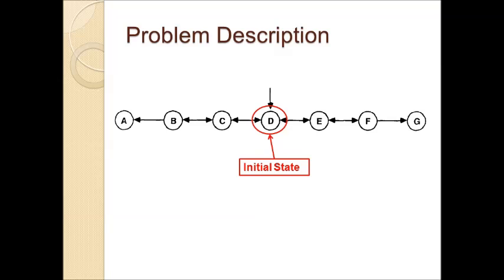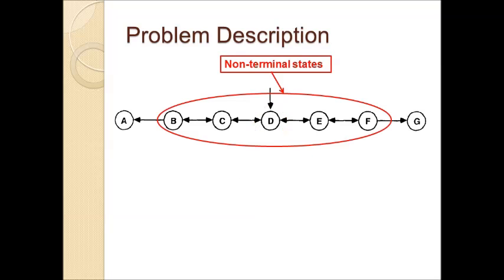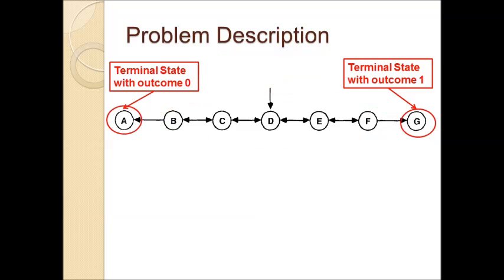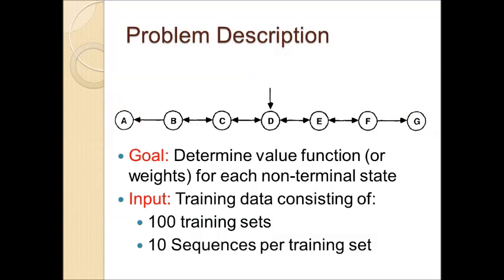The agent starts in state D and moves randomly to the left or right with equal probability in the non-terminal states until it reaches the terminal states A or G. The outcome of a random walk sequence is 0 if you end up at A and 1 if you end up at G. The goal is to compute the value function, or the weights as they are referred to in the paper, for all the non-terminal states.